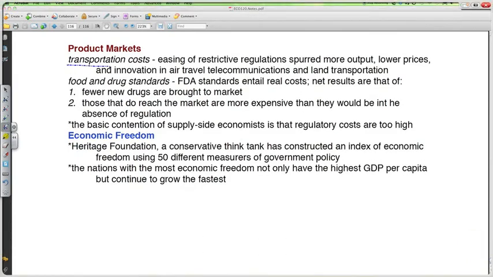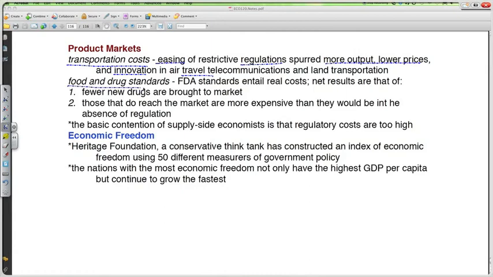There can also be regulation within transportation markets. So if they were to ease some of that regulation, we can get more output, lower prices, and innovation within those travel markets, whether it be telecommunications or land transportation, for example.